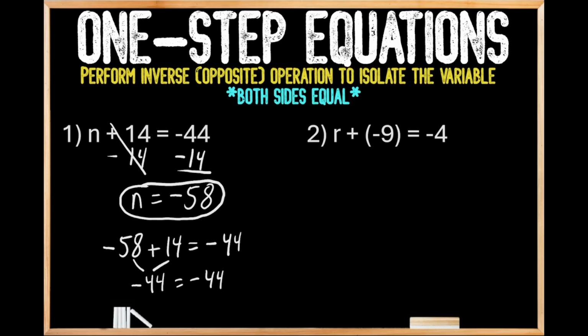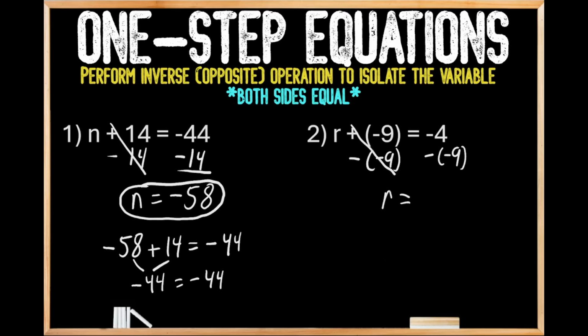So on the left-hand side of this problem, we're going to subtract negative 9. Then we need to keep both sides equal, so we're going to do the same thing to the right side of this problem as well. So on the right-hand side, we're also going to be subtracting negative 9. Starting out with the left-hand side here, our adding negative 9 and our subtracting negative 9 cancel each other out. So now our variable of r is isolated.